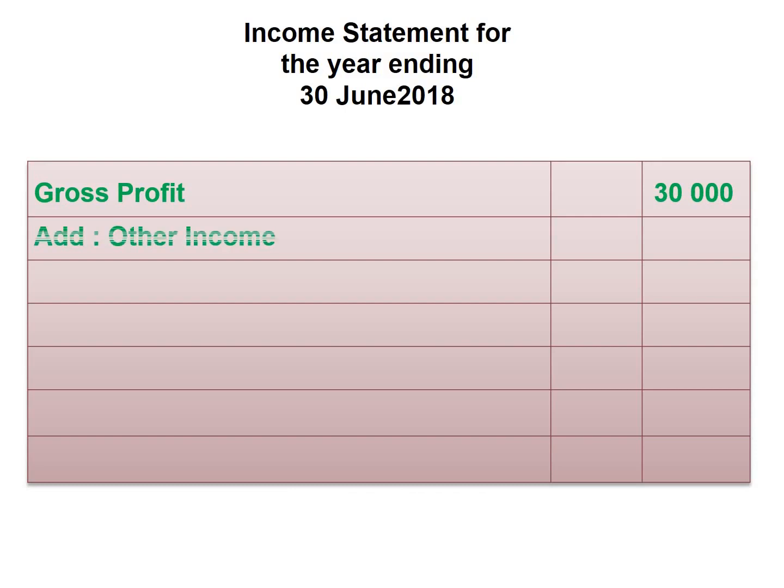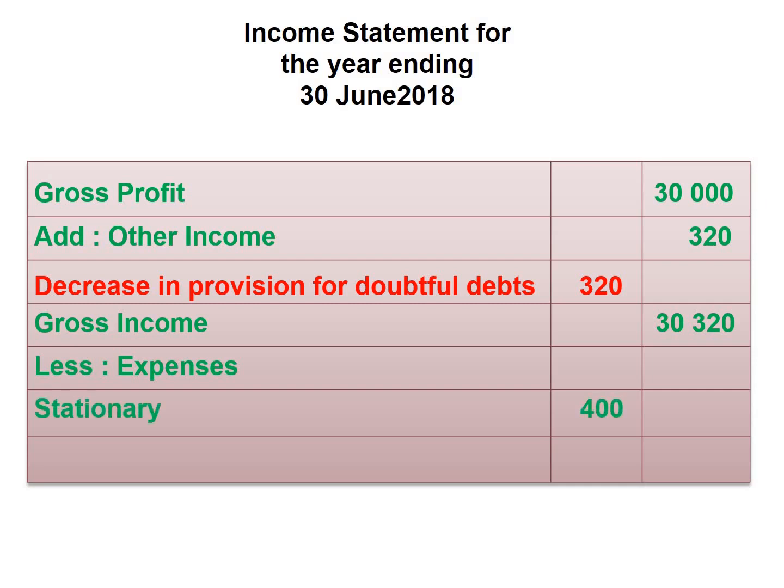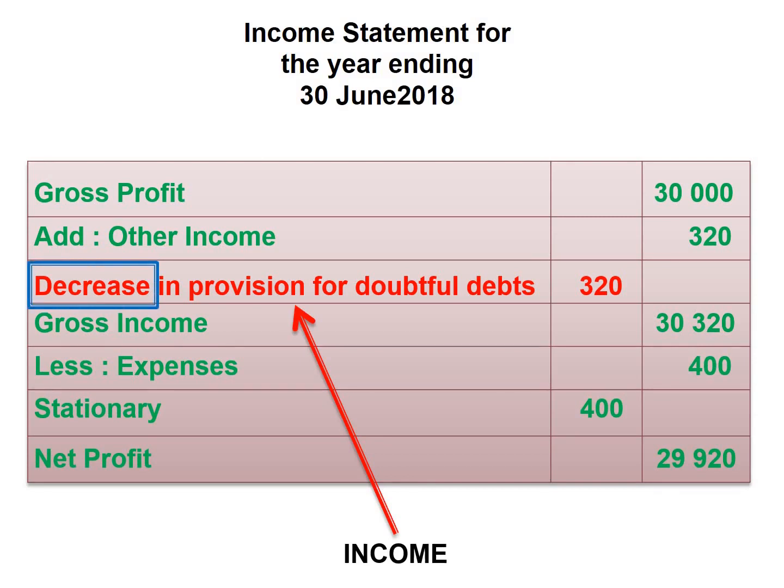This time we'll start with gross profit. We'll add the other income, and because there was a decrease in the provision for doubtful debts, it's classified under other income. Then we get our gross income, and then we'll subtract our expenses, and then we'll come to our net profit. But this time there's a decrease in the provision for doubtful debts, so it will be recorded as an income, not as an expense. So it's the movement that we record in our income statement, but the full amount we'll record in the statement of financial position.